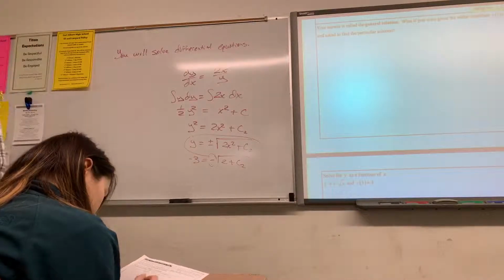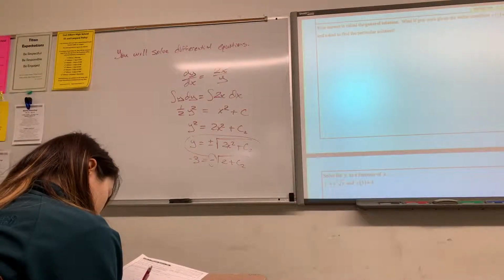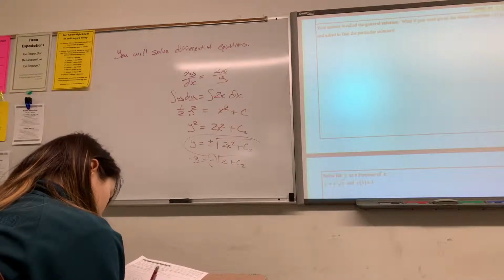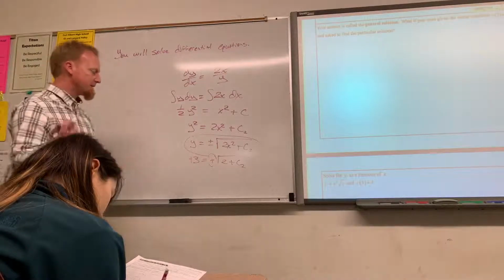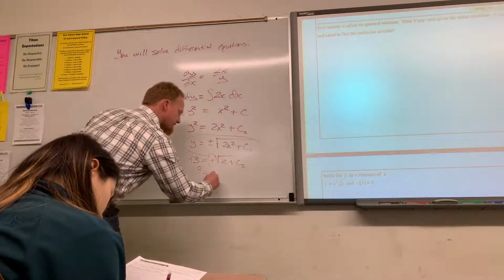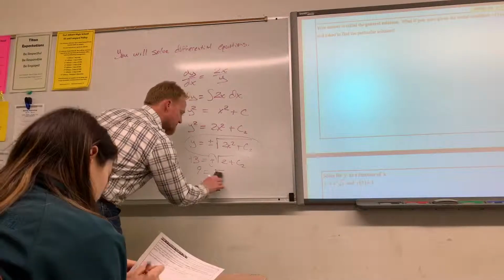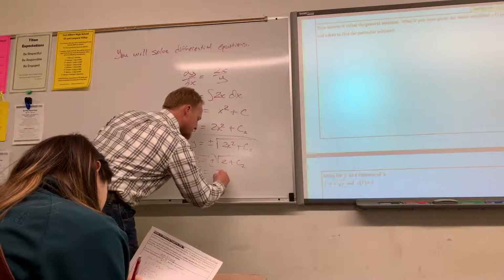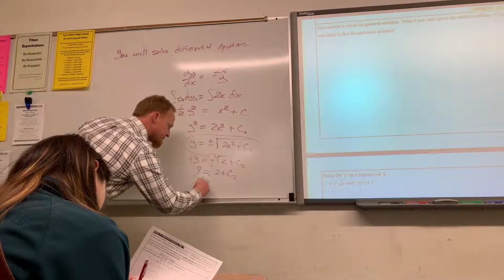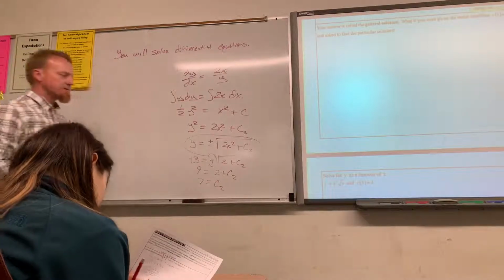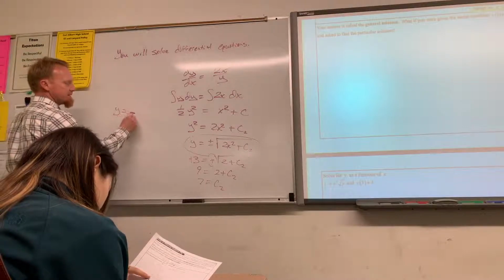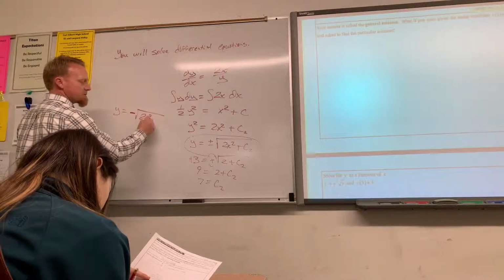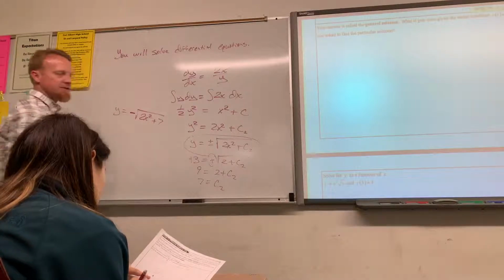Okay, and then I'm just solving for C from here. So what do we do next to solve for C? Yeah, the negatives are going to cancel, and then I square both sides, so I get 9 equals 2 plus C2. So that means C2 is going to be 7, and I can plug that back in. So y equals, we decided it's going to be a negative square root of 2x squared plus 7.